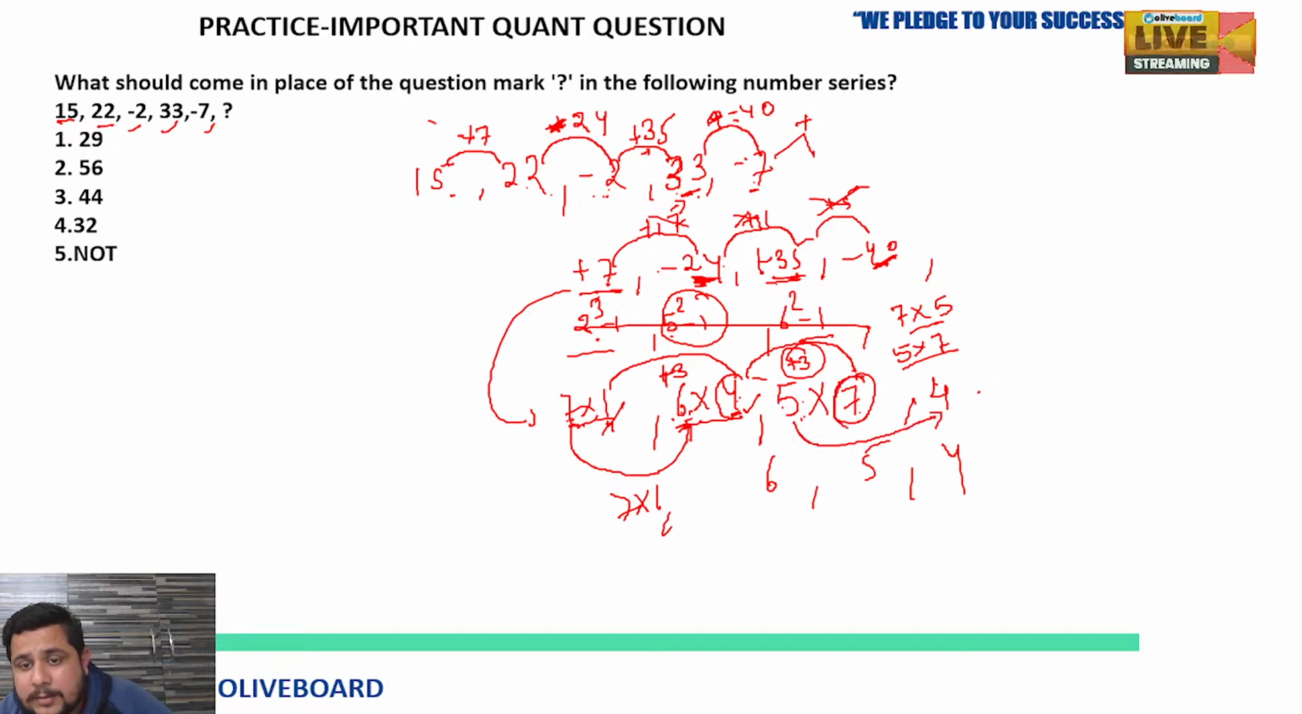Now the second value in the addition is just increased by what? 3 places. So 7 plus 3, 10. So 4 into 10, 40. You are getting it, yes. So this is the sequence.